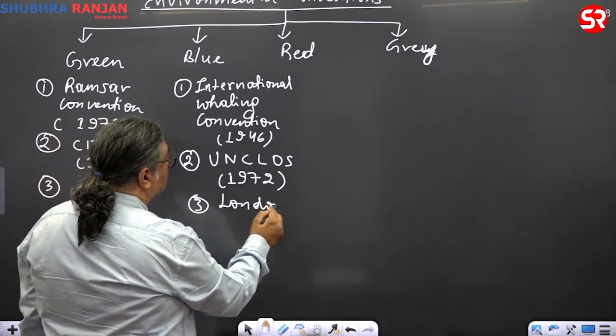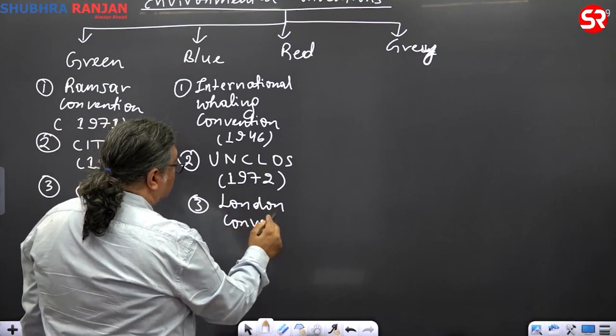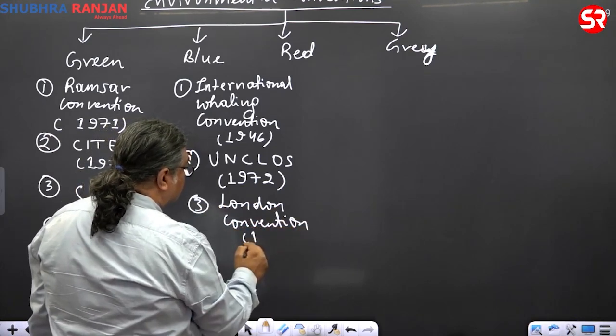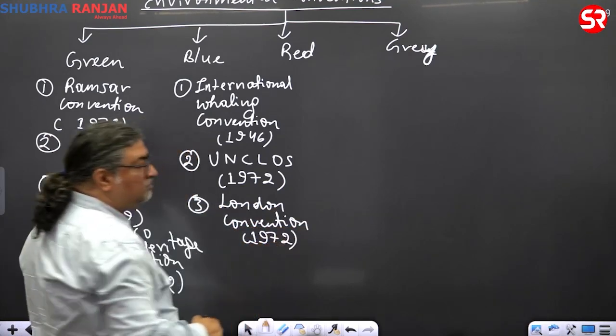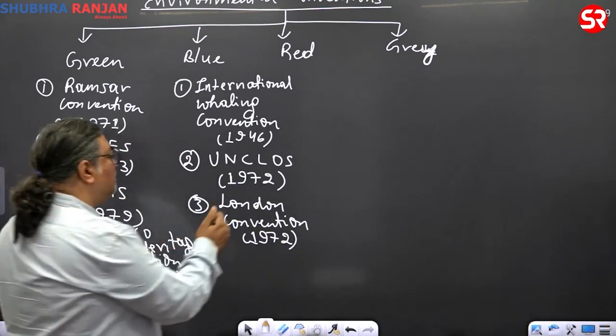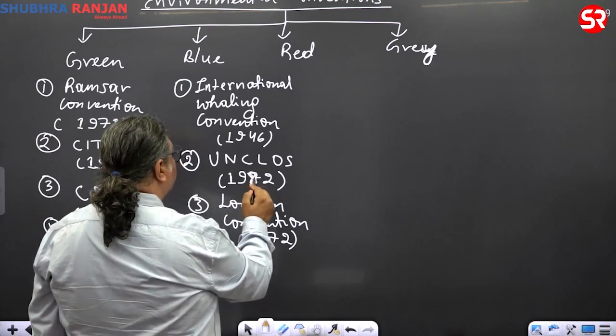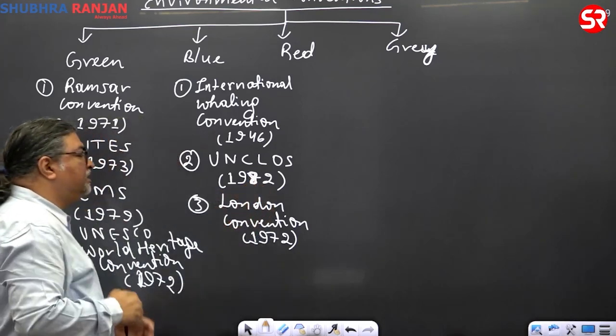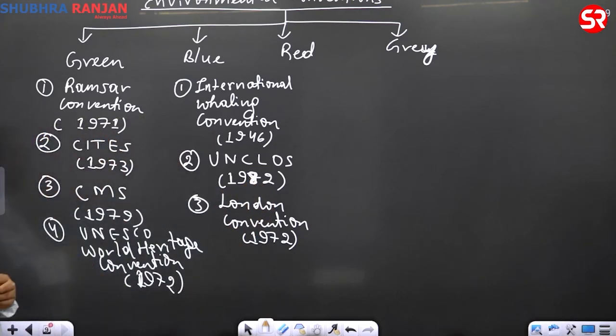London Convention. Now, London Convention is again the same year, 1972. It basically focuses on marine pollution. It was adopted in 72 and formally ratified in 82. The London Convention looks into marine pollution.